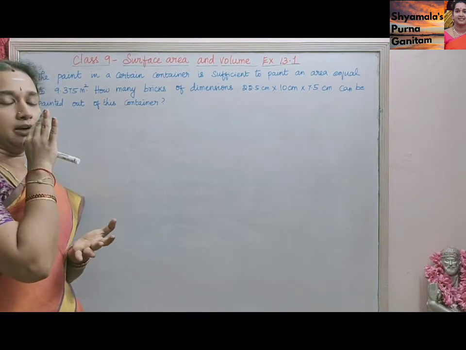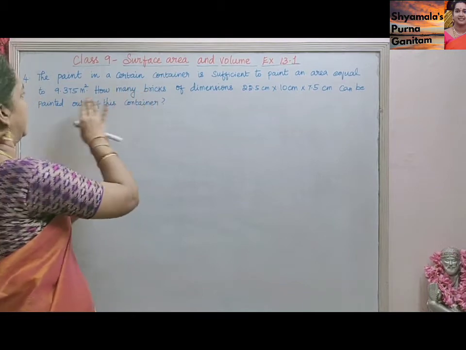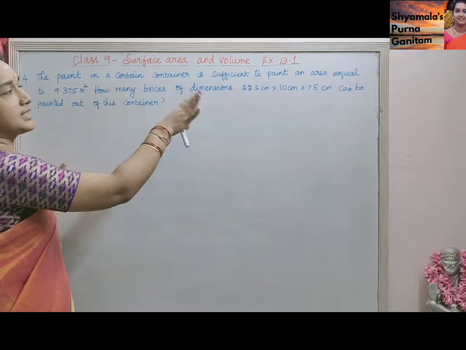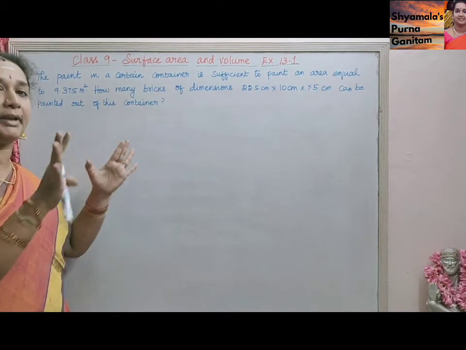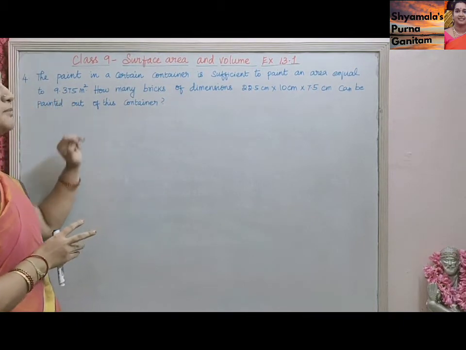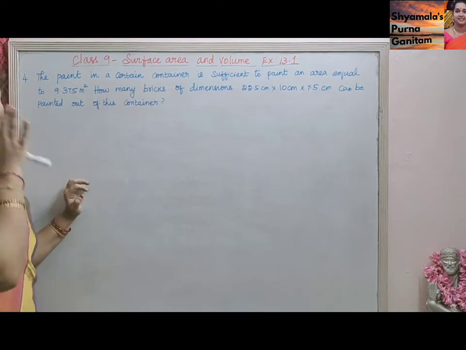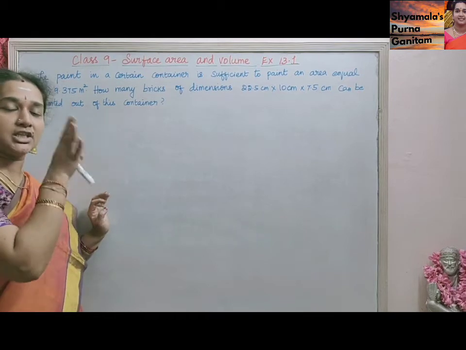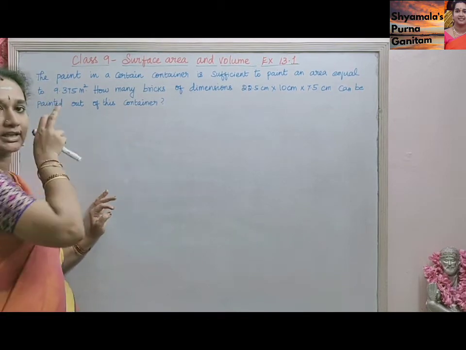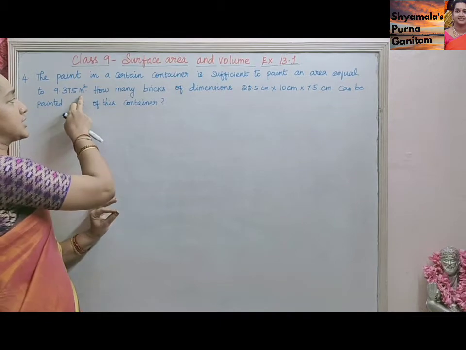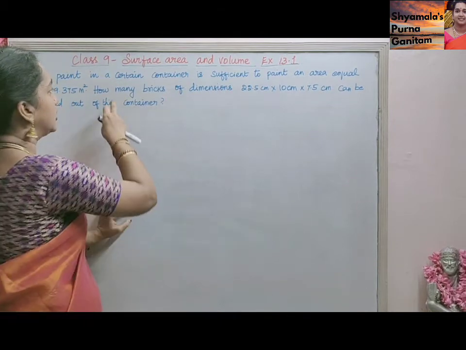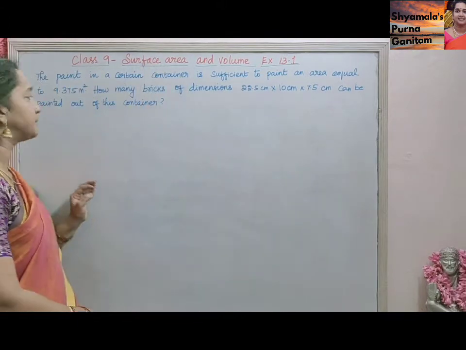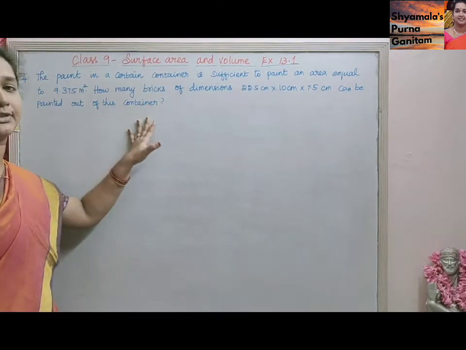So in a paint container, the paint in a certain container is sufficient to paint the area that has to be painted, given as 9.375 meter square. So, the paint in that container is sufficient to paint this much area, that is 9.375 meter square. How many bricks of the given dimensions can be painted out of this container?